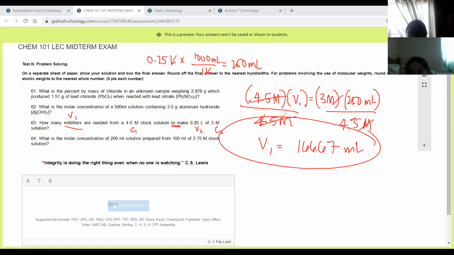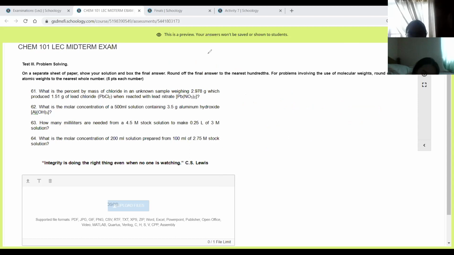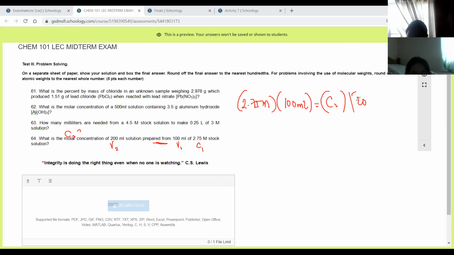Kindly check your submission. I hope you still have a copy of your answers in the exam. And then lastly, this one is the last one. Molar concentration of a 200 ml solution prepared from. So this one is the V1 and this is the C1. Definitely this will be the V2 and we are looking for the C2. So C1 is 2.75 M and V1 is 100 ml. C2 is unknown and V2 is 200 ml.